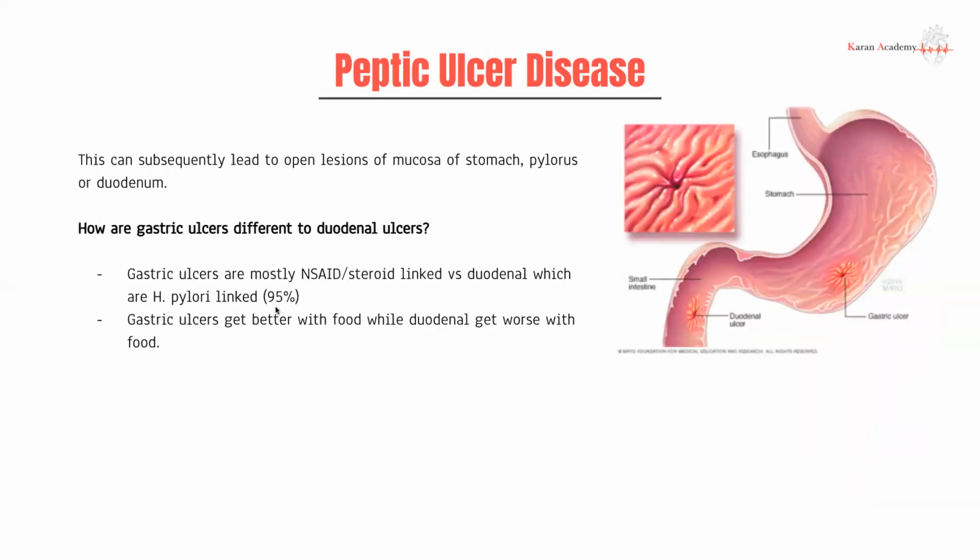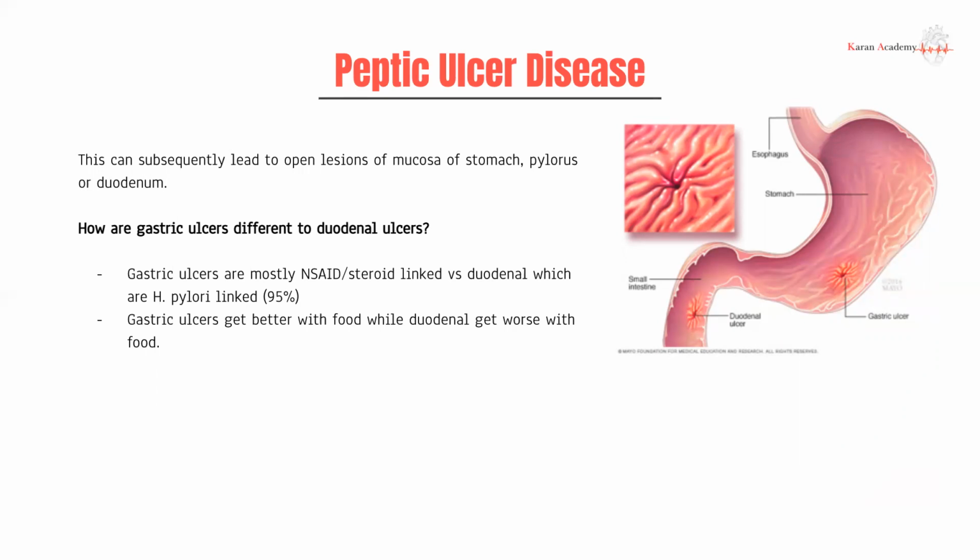Okay, so how are gastric ulcers different to duodenal ulcers? Gastric ulcers tend to be mostly NSAID and steroid linked. The way I like to think about it is, well, you consume steroids orally, and NSAIDs orally. The first place that they're going to hit is going to be your stomach, not your duodenum. Right. We also talked about how H. pylori typically colonizes the duodenum. Duodenum. I don't know if I'm saying it right, but you know what I mean.